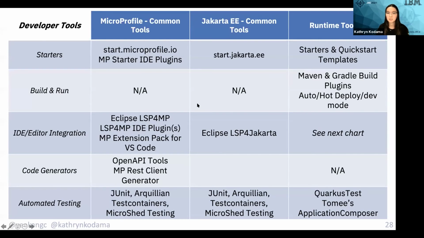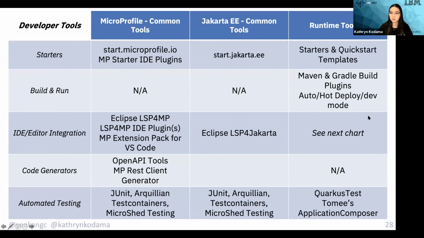All right, so let's take a look at some of these summary charts to sum up what we've looked at today. So in terms of developer tools, for starters, for MicroProfile, we have the MicroProfile starter and the different IDE plugins. For Jakarta EE, we have the Jakarta EE starter, and then we have a number of runtime starters. So the Open Liberty starter, Pyera, Quarkus, etc. For build and run, we have the Maven Gradle build plugins. So things like Open Liberty Dev Mode.